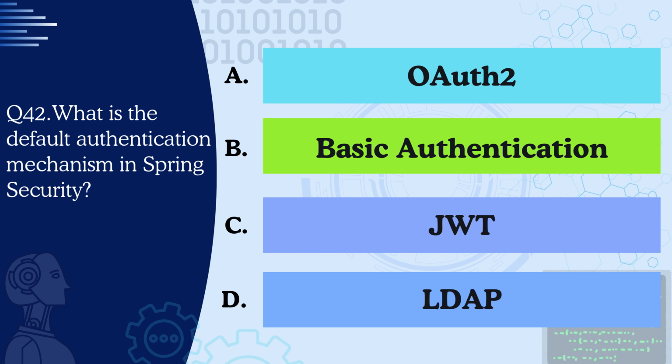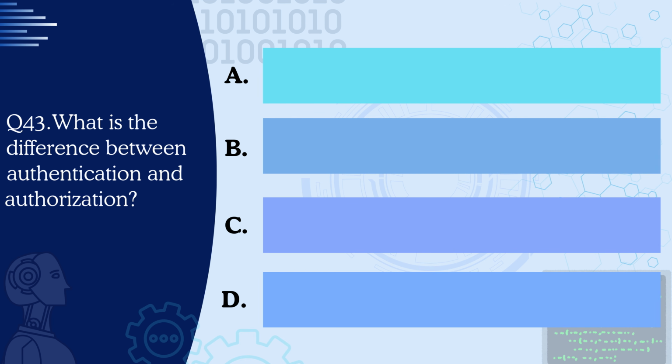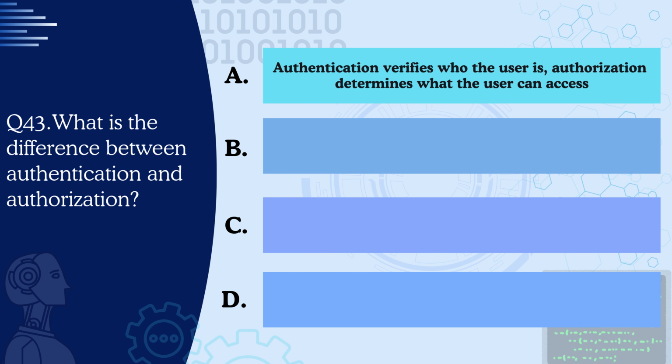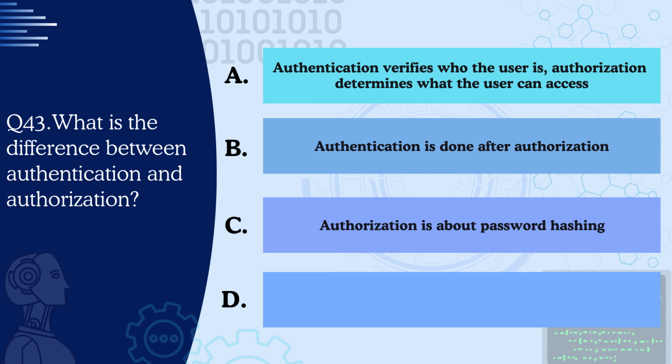Basic authentication. Question 43. What is the difference between authentication and authorization? A. Authentication verifies who the user is, whereas authorization determines what the user can access. B. Authentication is done after authorization. C. Authorization is about password hashing. Or D. Authentication is optional. So the correct answer is A. Authentication verifies who the user is and authorization determines what the user can access.